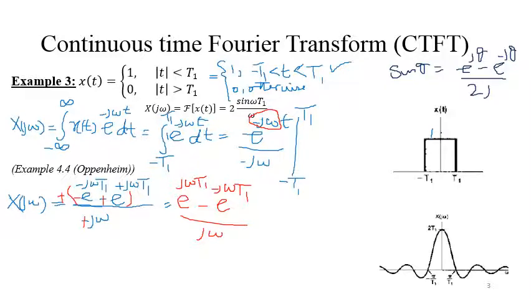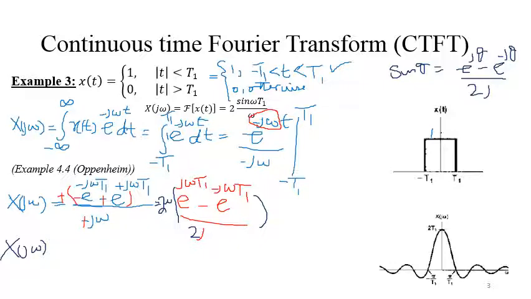The only difference is, if I bring omega here and multiply and divide by 2, I get something like this. Now inside the brackets, this is basically sine. So I can say X of j omega basically equals, oh, I made a mistake here. Omega cannot come here.